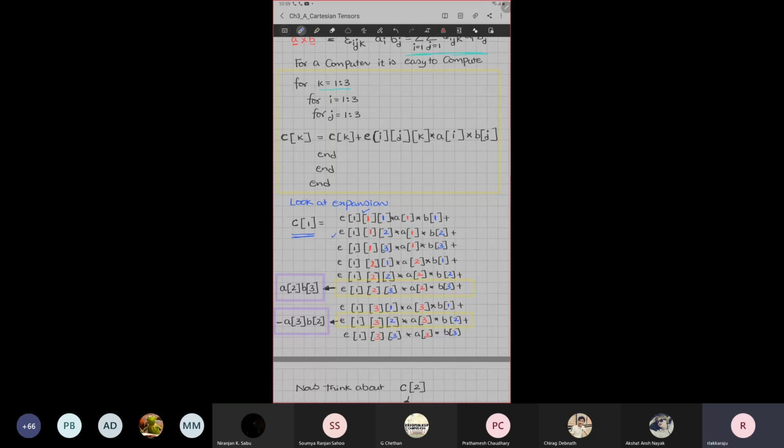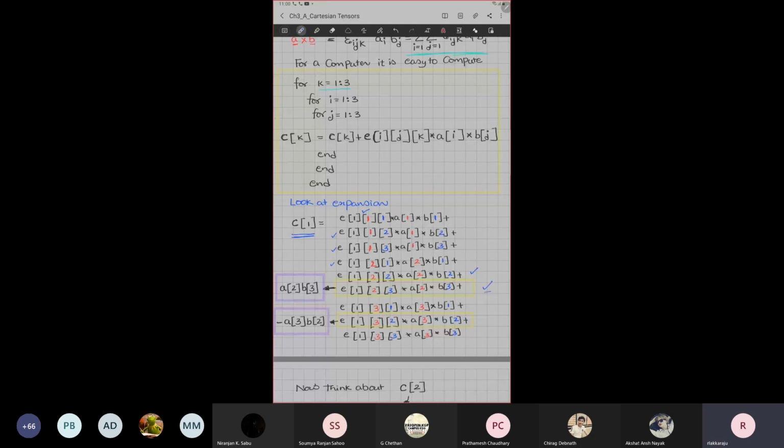This value also 0 because of repeated index. This value also 0, this one also, and this one also. But this one value survives. E123 is 1 because of the cyclic notation 123, which we already taught the computer. What is E? Something like a 3x3 matrix or n by m by p kind of matrix, which we already taught. It already stored those values. Now you just simply calculate what this is. It's so easy. So only this component survives.